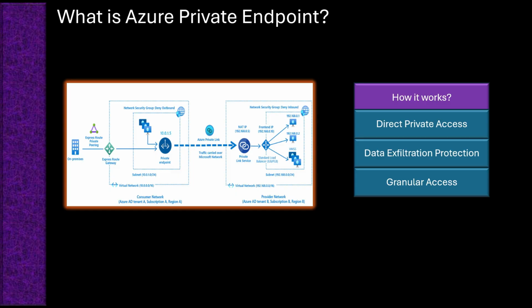When you create a private endpoint, it's assigned a private IP address from your virtual network, and this makes the Azure resource appear as if it is within your virtual network. Let's unpack how it works.